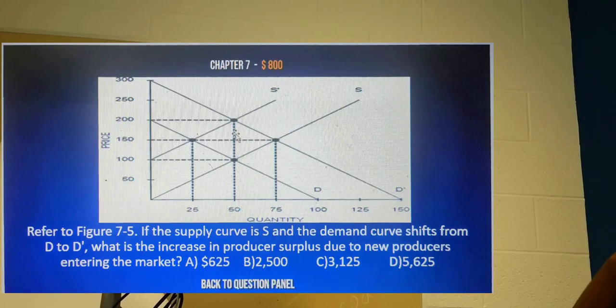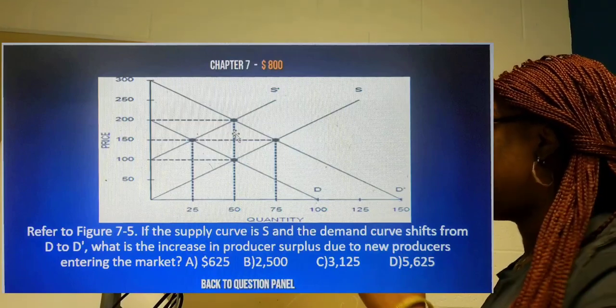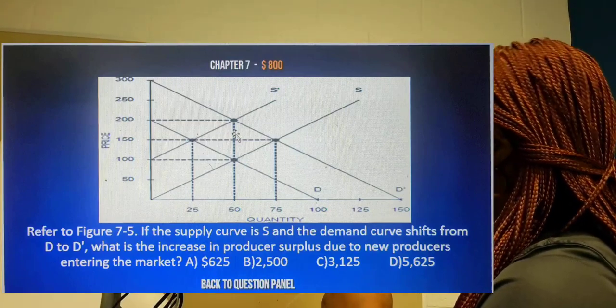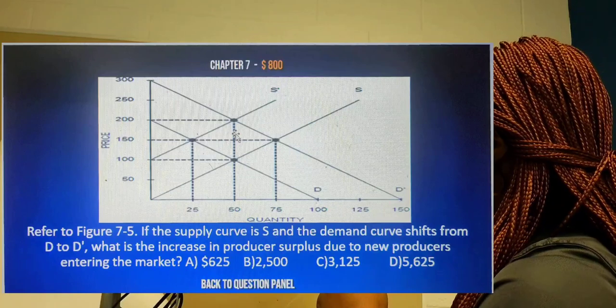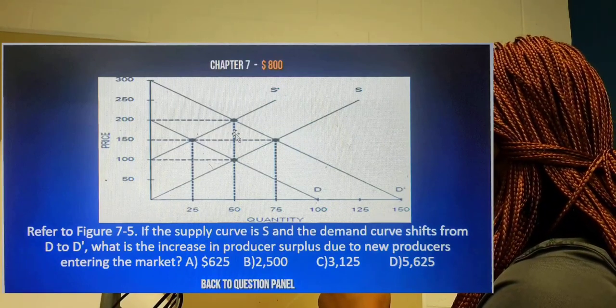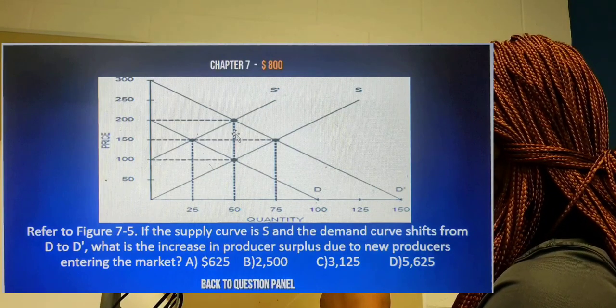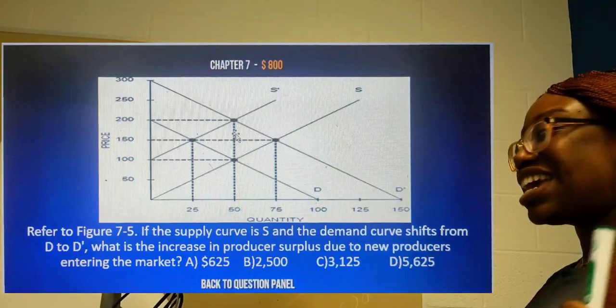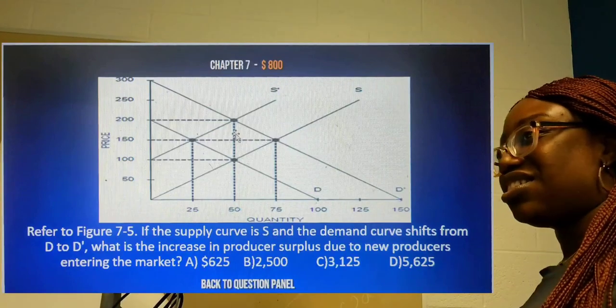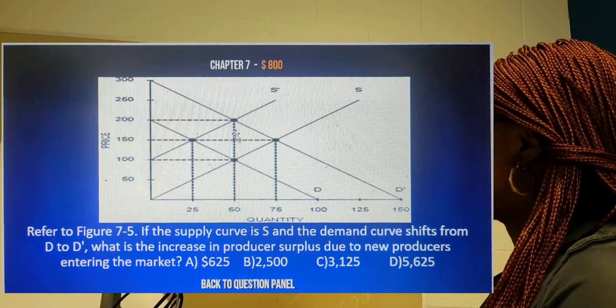How did you get D? So it's a surplus. It's not changing. The supply curve does not change. But the demand does, and the price remains at 150, but the quantity increases to 75. Are you sure? It said increase in producer surplus. Increase. So, what part is due to new producers entering the market?